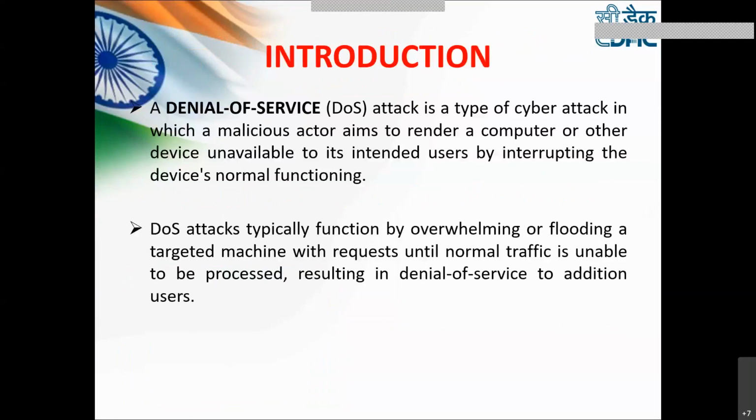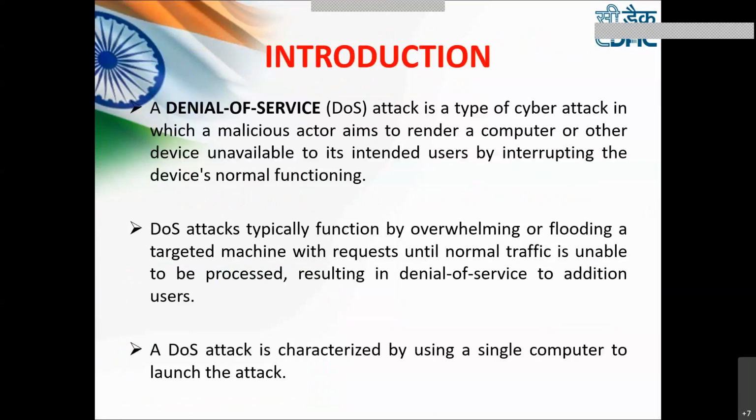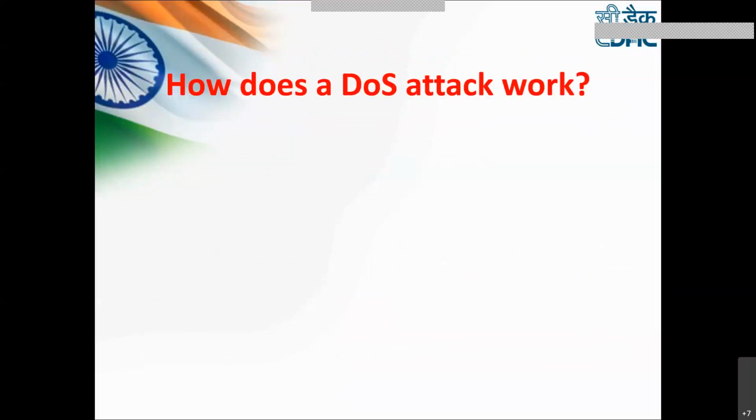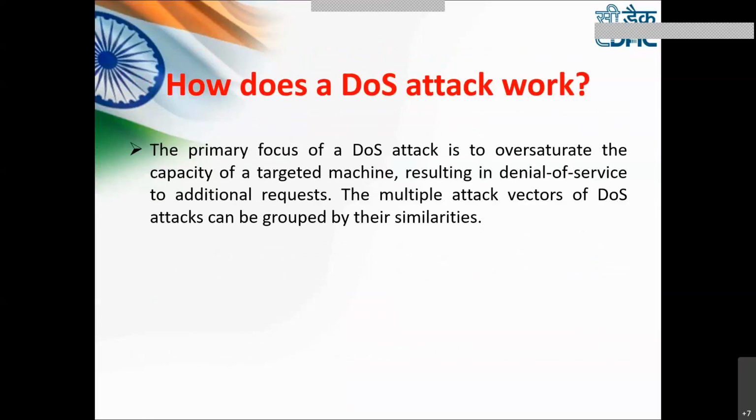It has a similar effect. The hacker tries to take all of the services of that particular server, and a DoS attack is characterized by using a single computer to launch the attack. So a DoS and a DDoS are different, because in a DoS, a single computer attacks a server, while in a DDoS, multiple systems or botnets attack a server. How does a DoS work? The primary focus of a DoS is to oversaturate the capacity of a targeted system, resulting in denial of service to additional requests.